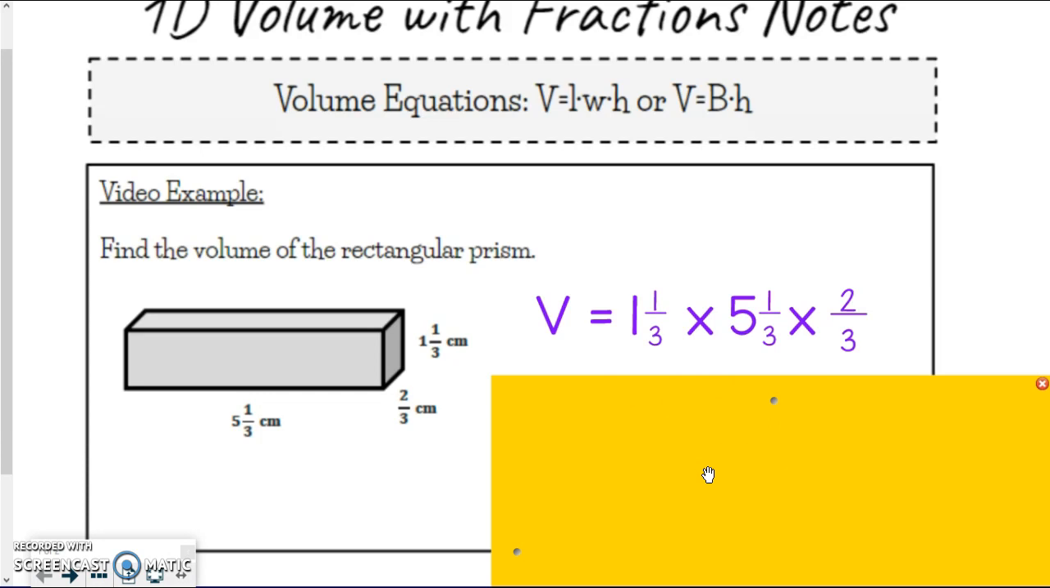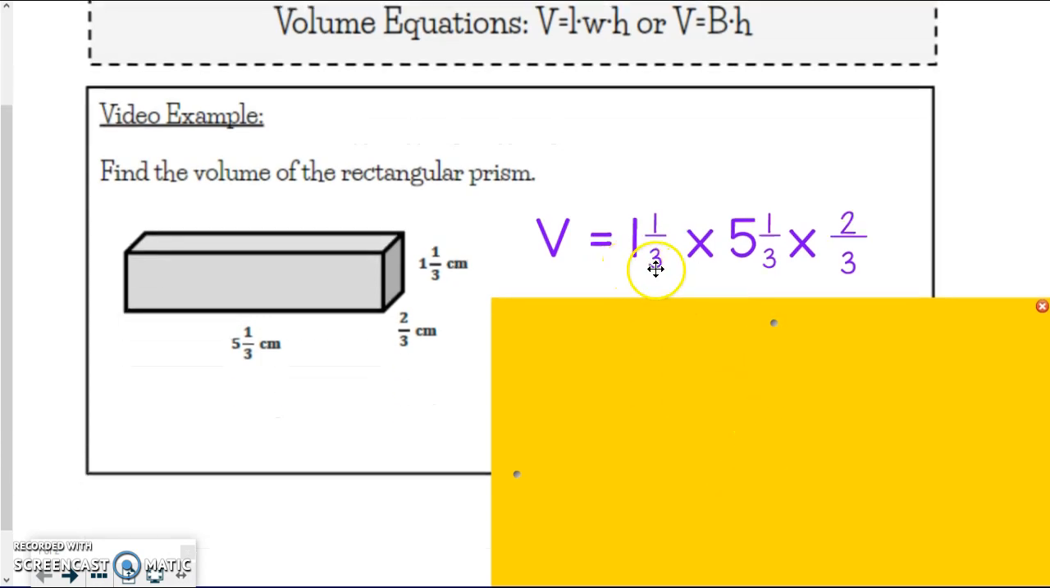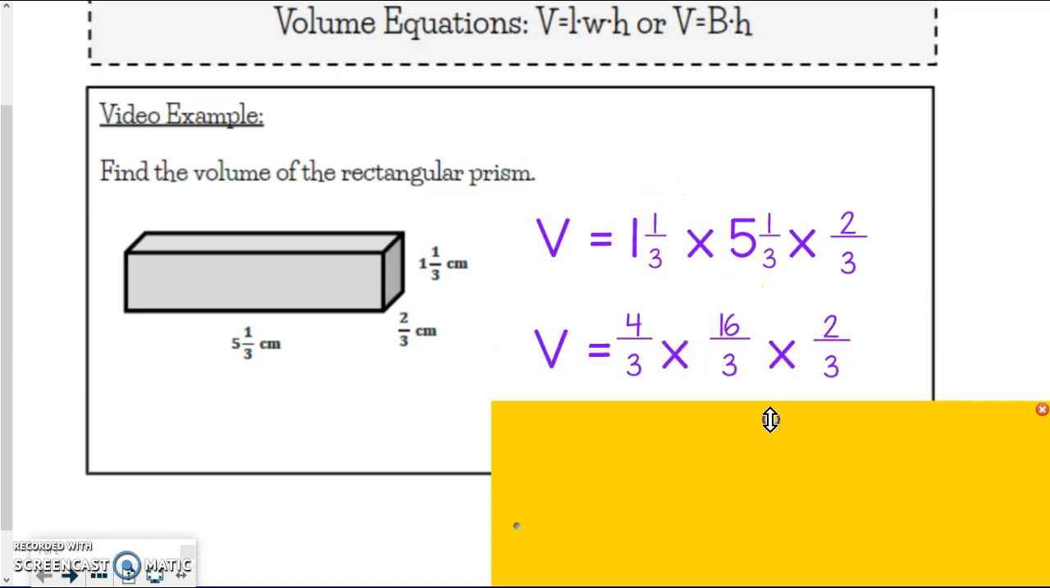So because we have mixed numbers, we have to change them to improper fractions first. So let's go ahead and do that. So we take 3 times 1 and then plus 1 to get 4/3. Then we do the same thing for each one. 3 times 5 plus 1, 16/3, and 2/3 gets to just stay the same. So we could try and cross reduce if we wanted to, but on this one we actually can't. So we're not going to be able to utilize that skill this time. So we're just going to multiply straight across.